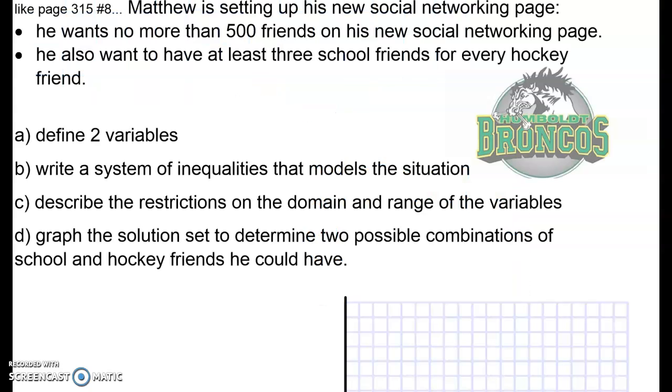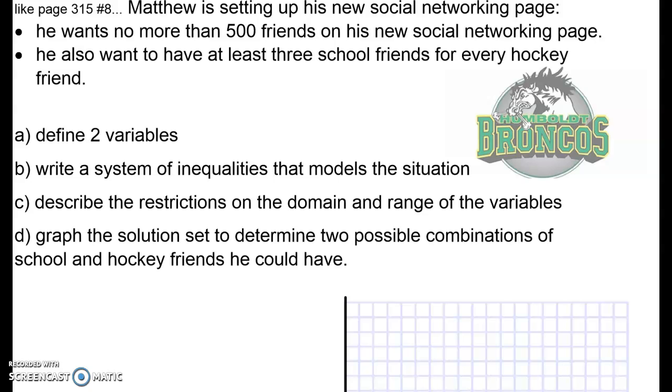Here's an example with Matthew. May or may not be Matthew Porter. But Matthew's setting up his new social networking page. First bullet, he wants no more than 500 friends on his new social networking page. And second bullet, he also wants to have at least 3 school friends for every hockey friend. And no affiliation with any hockey team, except for there is a Humboldt Broncos logo on the page.